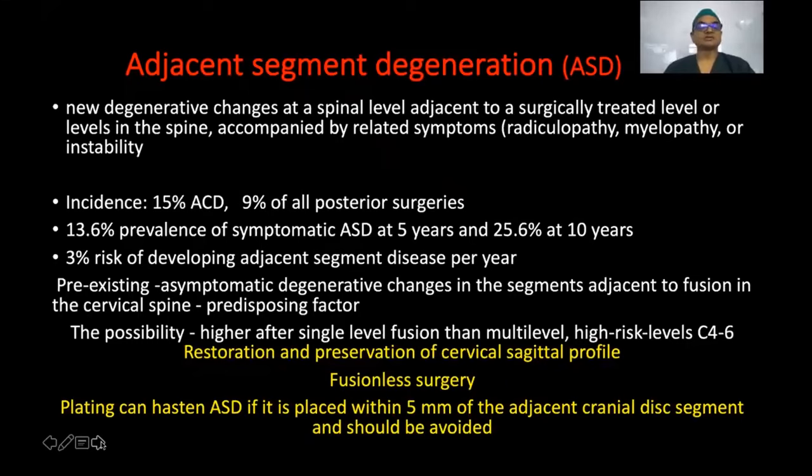Incidence is around 15% in anterior surgery and 9% in posterior surgery. The prevalence of symptomatic ASD at 5 years is 13%, and at 10 years almost 26%. There is a 3% risk of developing adjacent segment disease per year.